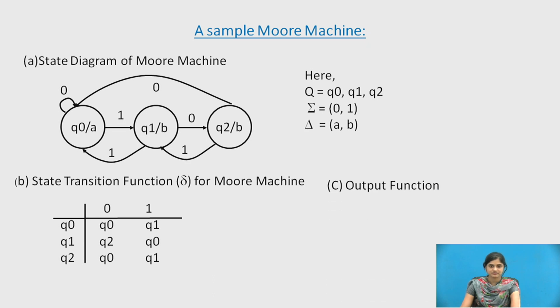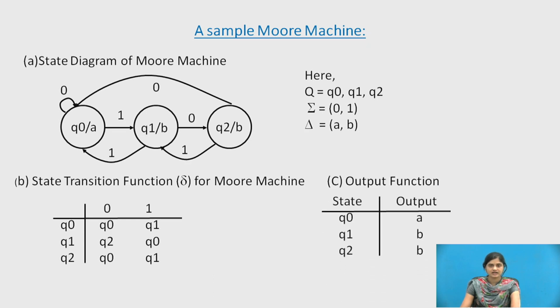Next we are having the output function. In the output function we are going to map the states to what output it is having. So if you take a look at the state diagram, in the Q0 state we are having the output as A. For Q1 state we are having the output as B, and in the Q2 state we are having the output as B. So that is our output function.